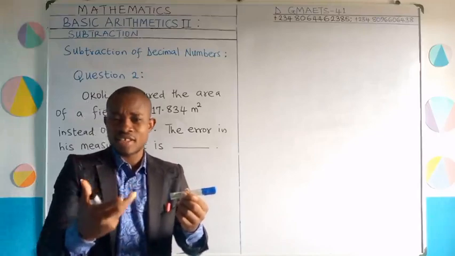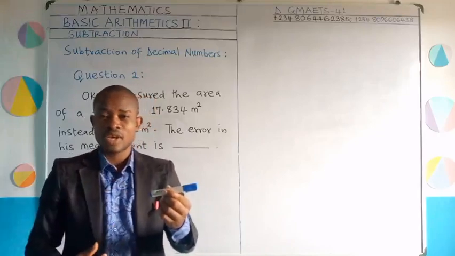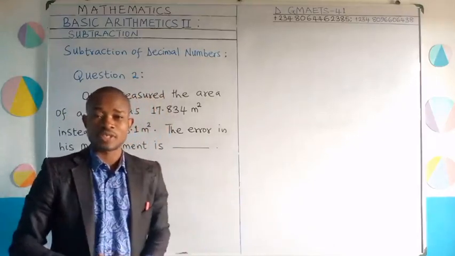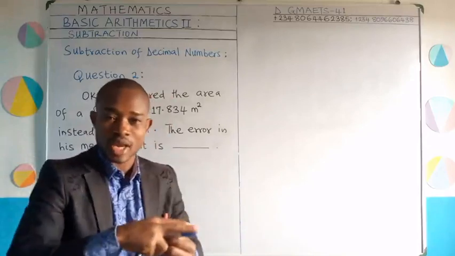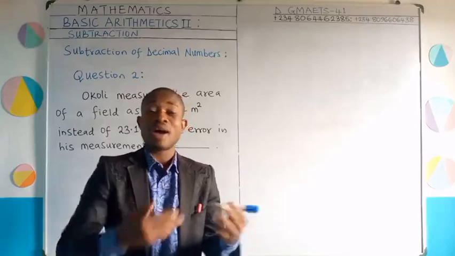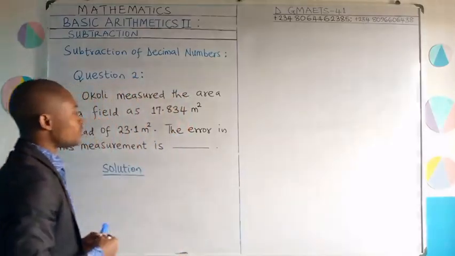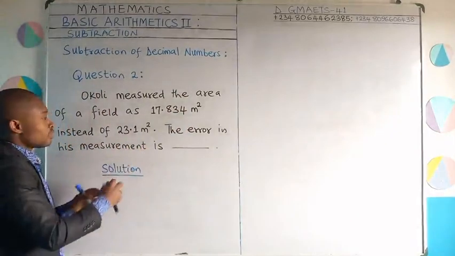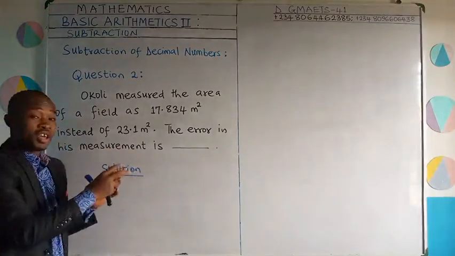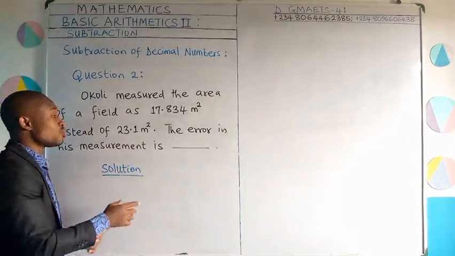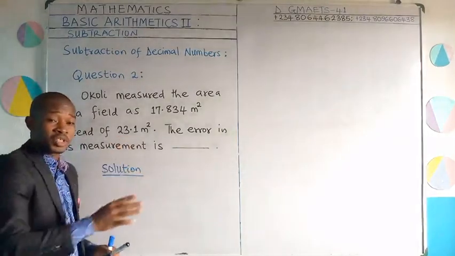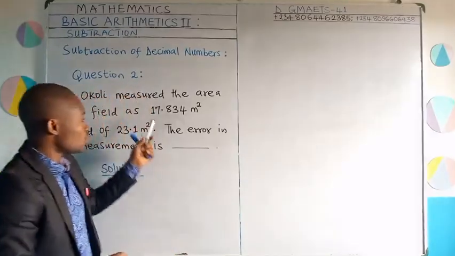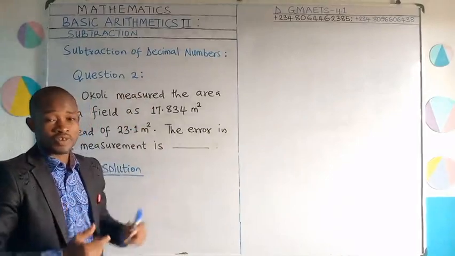If I tell you that the length is 20 centimeter, and you now measure it to be 18 centimeter, you have actually made an error of 2 centimeter. And I got it from 20, the actual length of the marker, minus your own measurement, which was wrong. That is what we are going to do here. To get the error in the measurement of the area of this field by Okoli, we are going to take the correct area of that field, which is 23.1. Then we subtract. We will minus what Okoli measured it to be, 17.834.